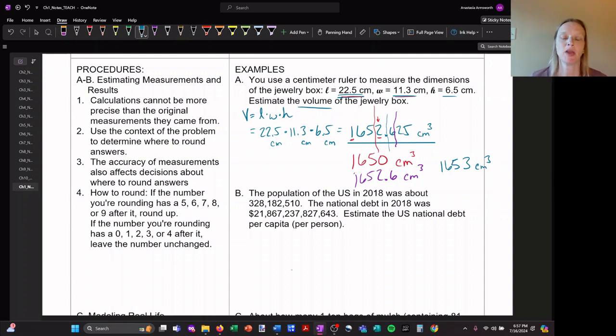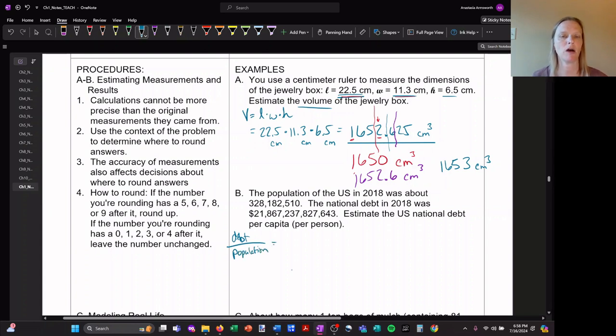Let's look at this example. The population of the US in 2018 was about this big number in the millions. The national debt in 2018 was this gigantic number in the trillions. Estimate the US national debt per capita, per person. So what this question is asking me to do is to calculate a rate with money or debt on top and divide by the number of people, the population.